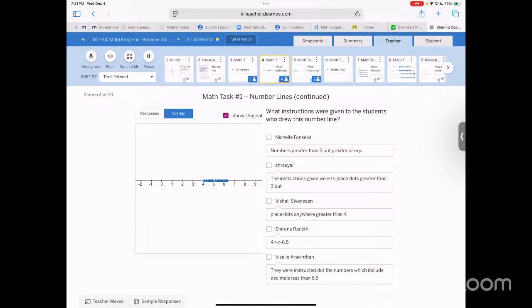So I'm going to discuss everyone's solution. This is basically the picture, isn't it? Numbers greater than 3, but greater than or equal to 6. According to Nishal, numbers greater than 3. So that means any number greater than 3.